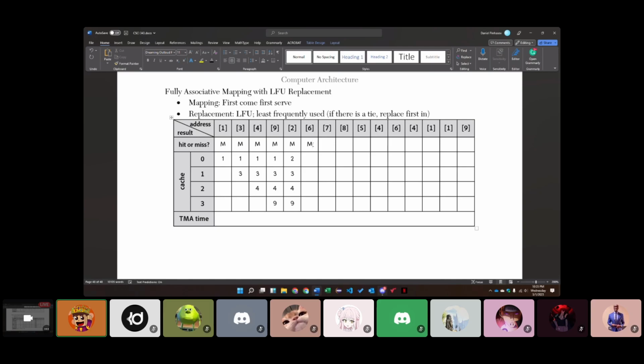Six is also a miss. Let's see, 2, 3, 4, and 9. 2 is used once, 9 is used once, 4 is used once, 3 is used once. Again, we replace the first in. First in now is 3. It's the one that was the next first, basically.